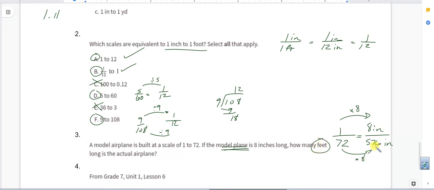So you just need to do a quick conversion of inches to feet. Well, you know that 12 inches are in a foot. Multiplying it by 12 would be ridiculous. So you need to set up division, because that makes more sense. 576 divided by 12, and you get 48. So the real plane, based on this scale, is 48 feet long. And that is problem number 3.